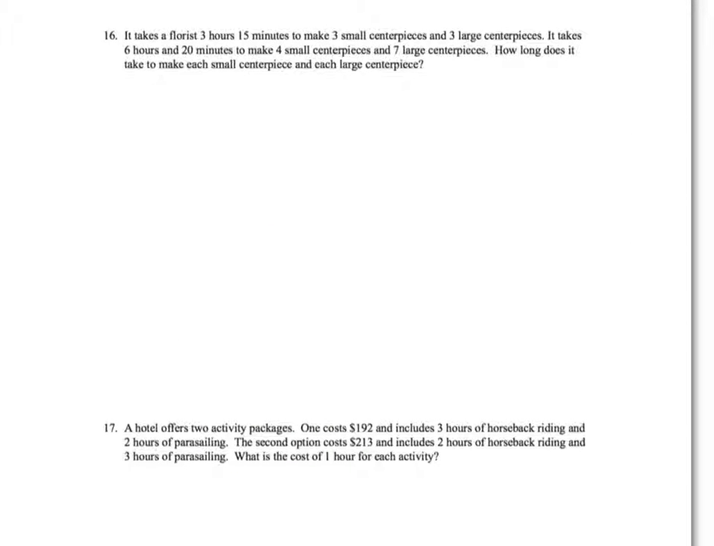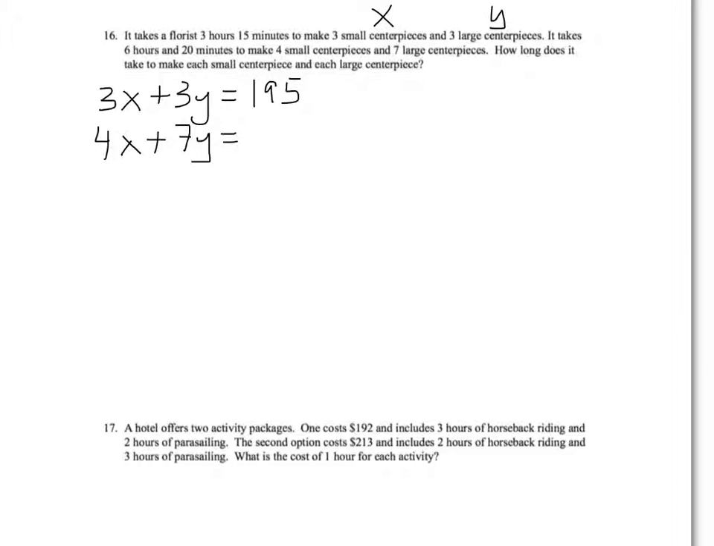The second example is similar to the first one. Again, we want to label. How about we label a small centerpiece as x, the large centerpiece as y. So I get 3x plus 3y equals, now 3 hours and 15 minutes. I think what I want to do is convert that all to minutes. So 3 hours plus 15 minutes is going to be 195 minutes. The second equation, we have 4 small centerpieces plus 7 large, and I have 6 hours and 20 minutes, which converts to 380 minutes.